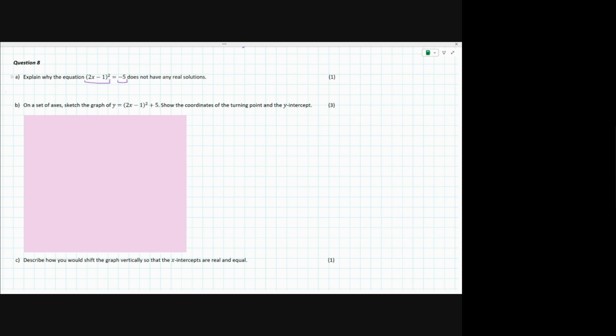Any thoughts? Okay, you're going to kick yourselves when I tell you, but it's fine. All right, so you can't get a negative value when you square an expression. Lovely, lovely, lovely.